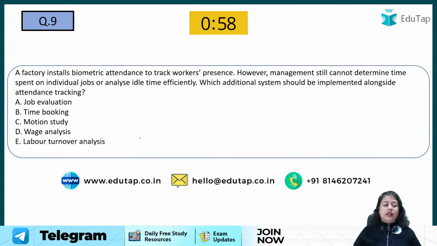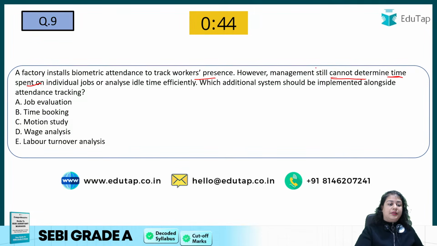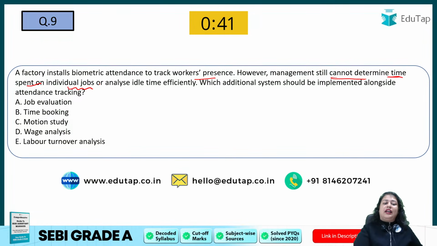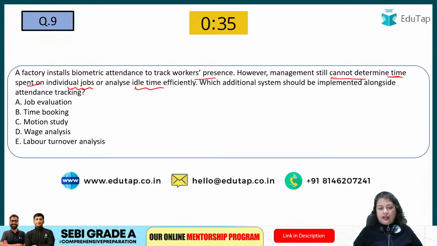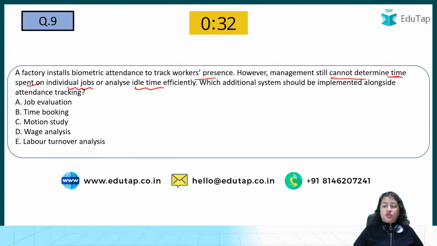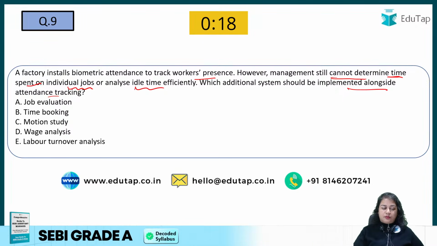Question number 9. Now read it very, very carefully again. A factory installs biometric attendance to track workers' presence. However, management still cannot determine the time spent on individual jobs or analyze the idle time efficiently. That is, how much are they working on the job and how much time is idle. Now, which additional system should be implemented alongside attendance tracking? So basically, they are able to track presence by the biometric machine, but they are not able to track how much productive work they are doing. So which additional system should be implemented?